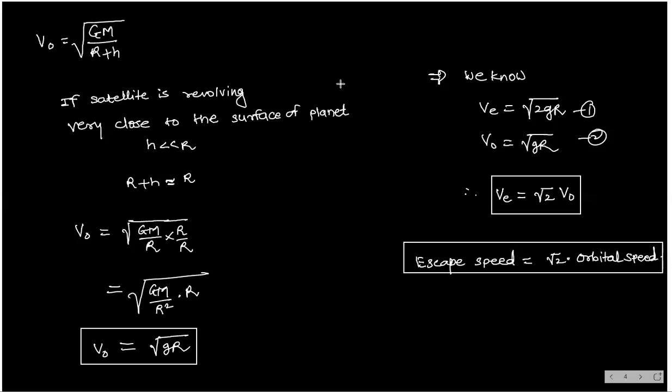And this is also for very close to the earth only. This is only for very close to the earth surface. Keep it in mind. Means H is very, very less than R. For this condition only, this is the relation.